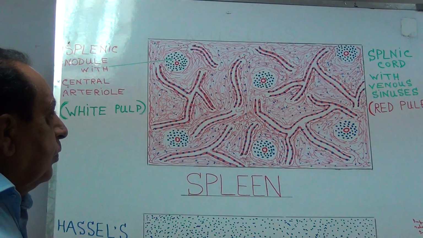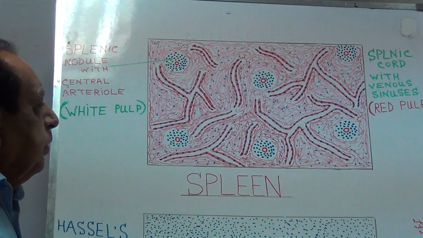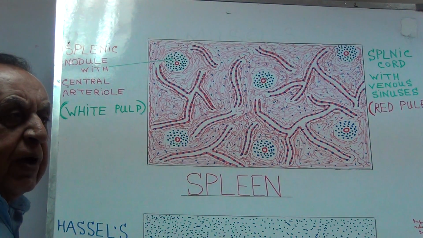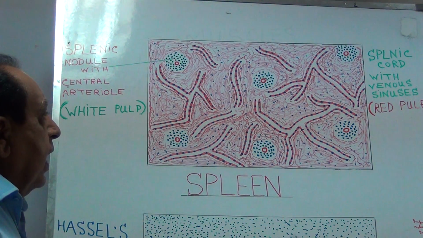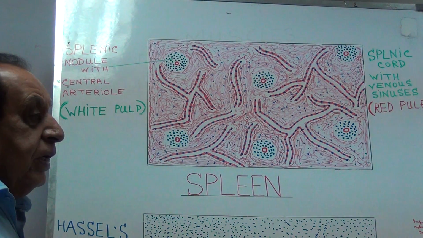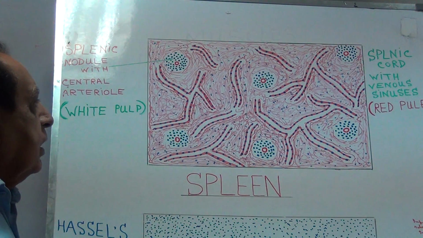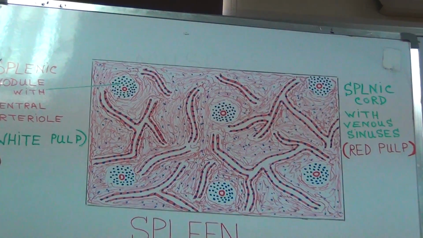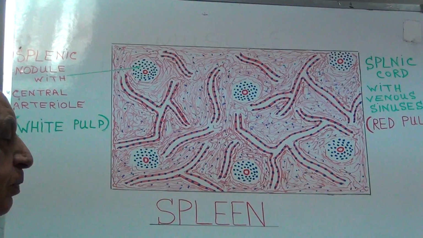Now, the spleen has parenchyma. The capsule is mainly formed by elastic fibers with few smooth muscle fibers, and this capsule contains the inner portion of the spleen, which is called the parenchyma. Now, the parenchyma of the spleen, due to color differences, is divided into two regions: the white pulp of the spleen and the red pulp of the spleen.